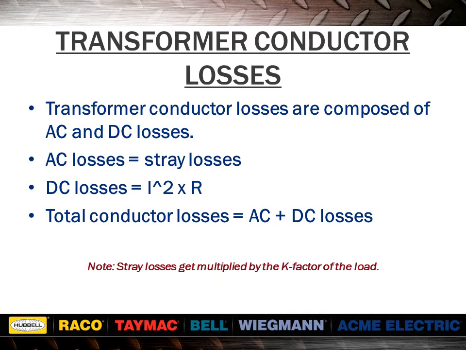I squared R losses can be easily determined from current and resistance. Stray losses are more difficult. Transformer total losses can be measured by putting a wattmeter in the primary supply circuit. The I squared R losses can be subtracted from this total, and the remainder would be the stray losses.